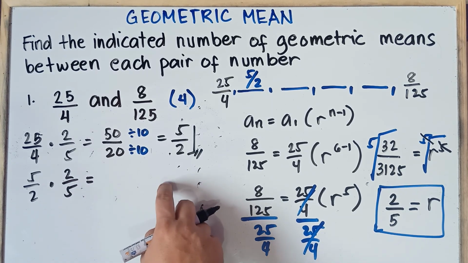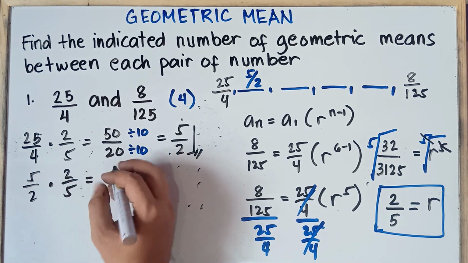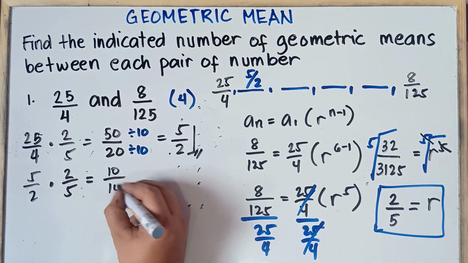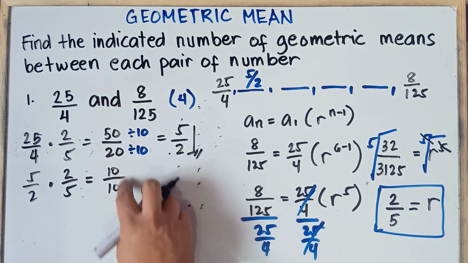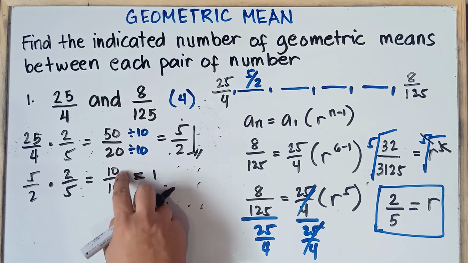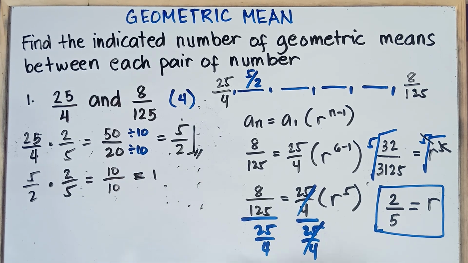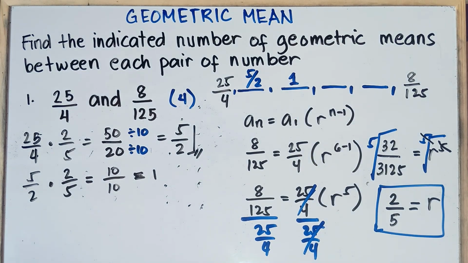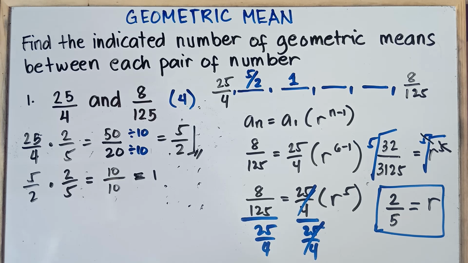But if you're confused, class, let's multiply the numerators. 5 times 2 is 10. Multiply the denominators. 2 times 5 is 10. Can we divide? Yep, 10 divided by 10 is 1. Once again, class, if you can divide, you divide. Therefore, our third term is 1. Simple as that, class.